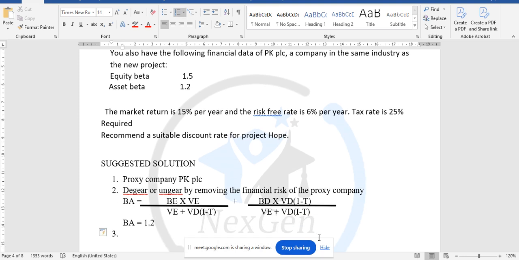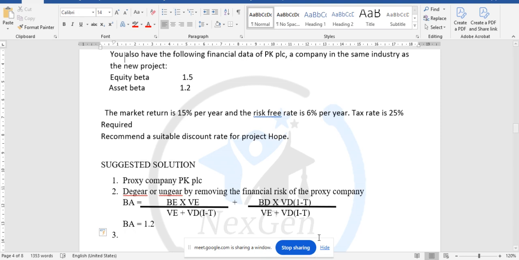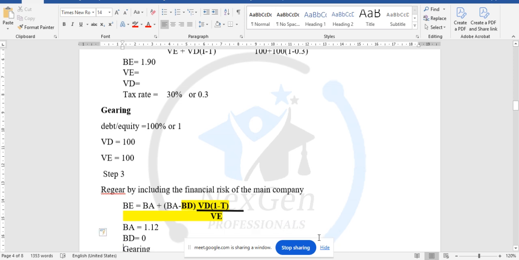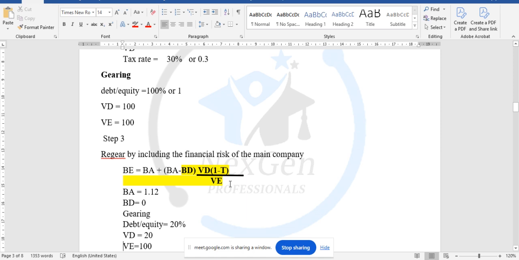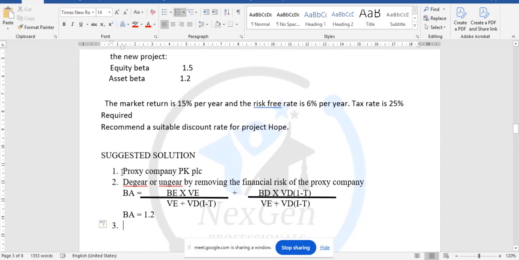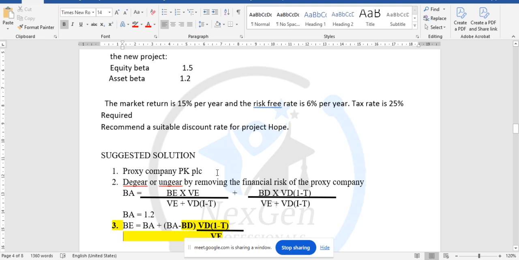Step 3, we quickly move to step 3. Here is our formula for step 3. Okay, this is the formula. Let me copy this. Oh, 15 minutes. Wow. So you guys will complete it, sure.